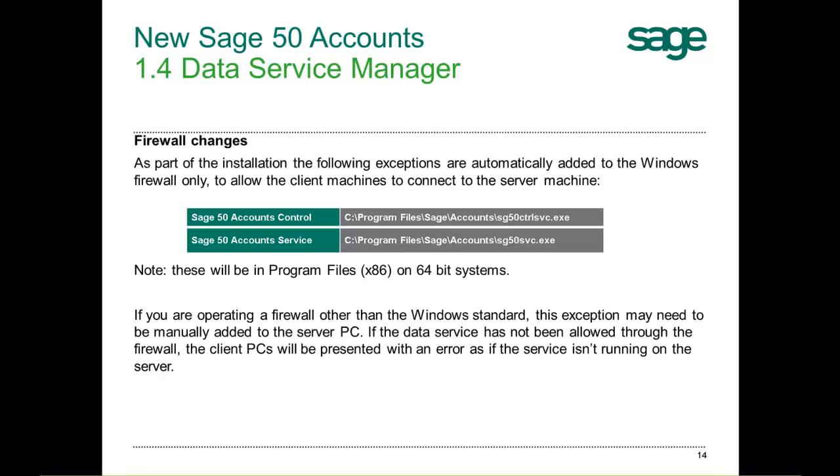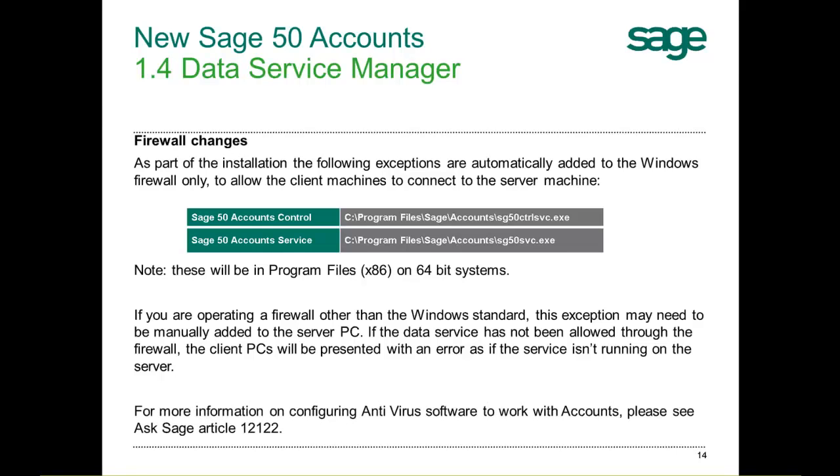Now, if the data service has not been allowed through the firewall, the client PCs will be presented with an error as if the service isn't running on the server. So that's something to be aware of: if you do get an error message, it's because the exemptions may not have been added to the server firewall.